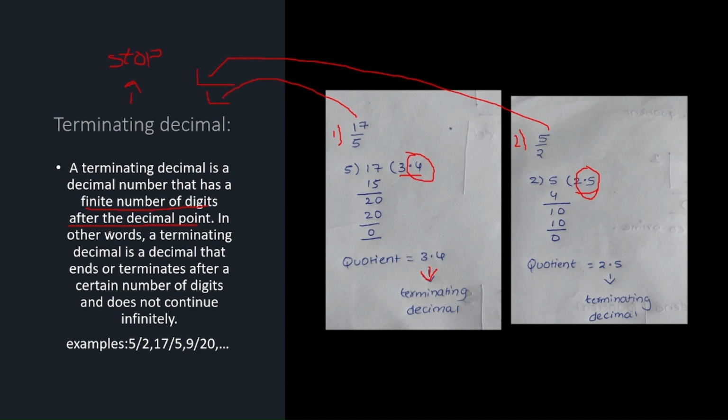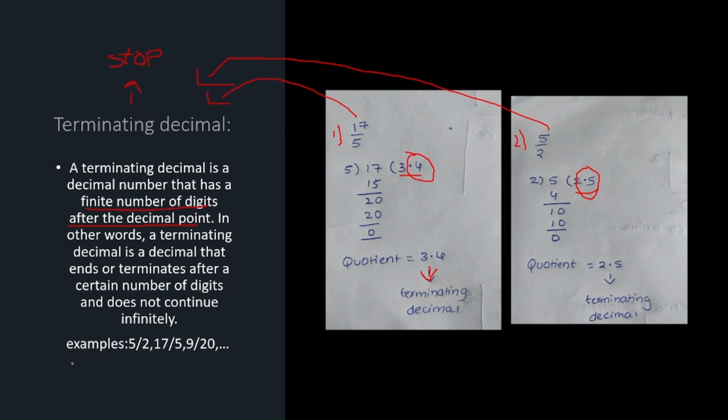And the other definition of a terminating decimal is a decimal number that ends or terminates after a certain number of digits. After 0.4 it terminates. We already discussed the meaning of terminate, which means stop. After the decimal point there is only one value present, 4. After 4 it terminates, that means stop. Here, up to 5 only is present.